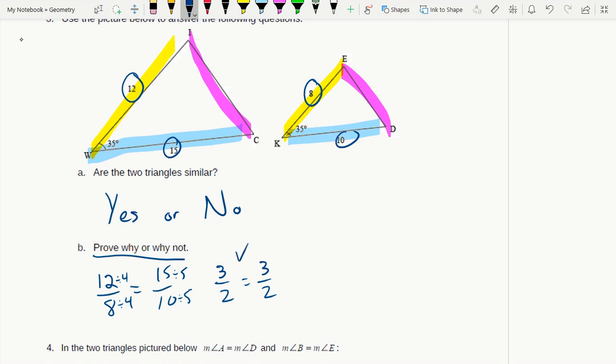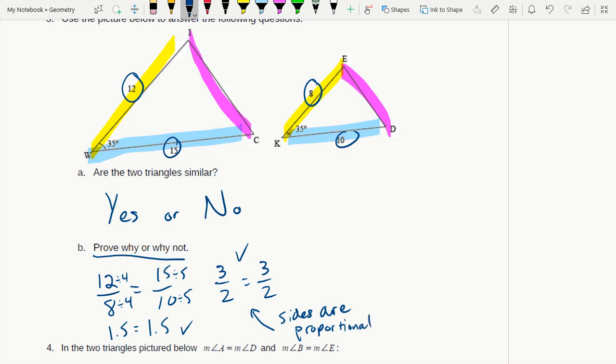That checks out, good. 3 over 2 is equal to 3 over 2. If you actually put it in your calculator, you would see that they are 1.5 and 1.5. If you're a calculator person, cool, that checks out. So right now, I know that because of this, the sides are proportional.